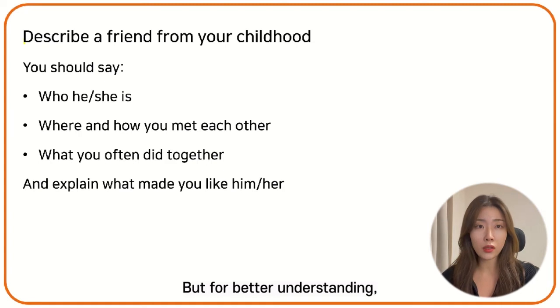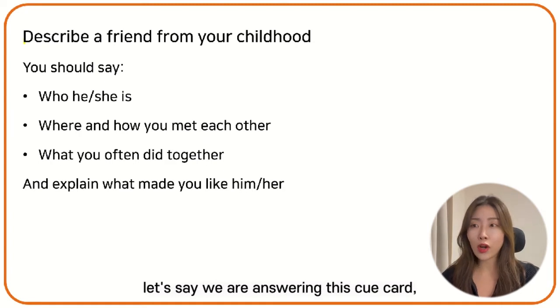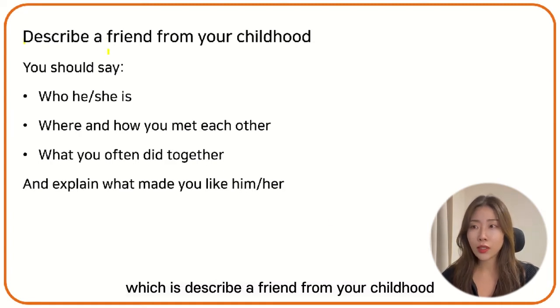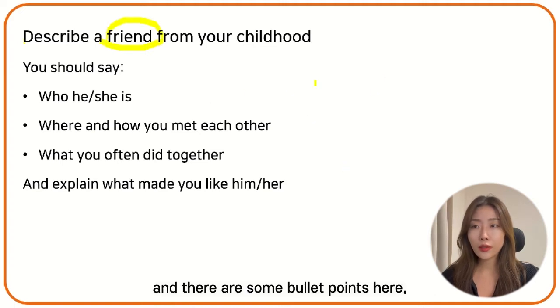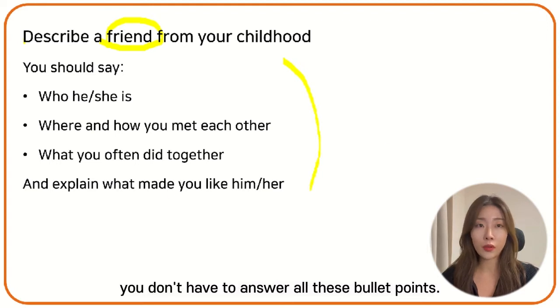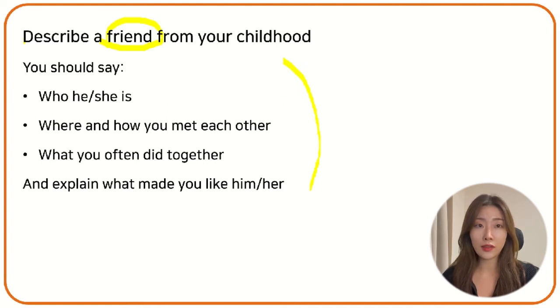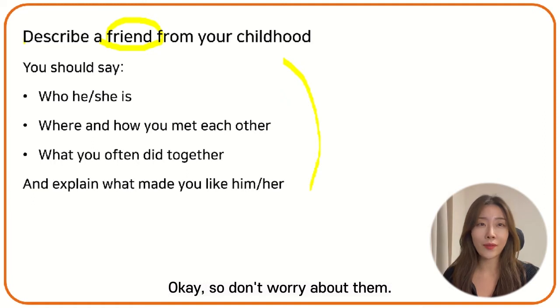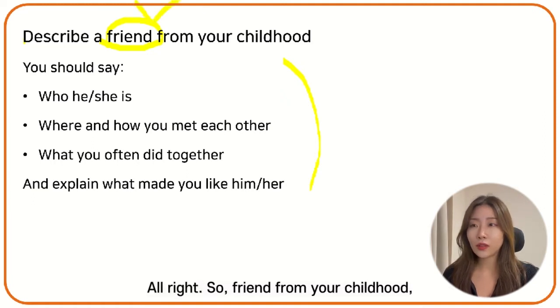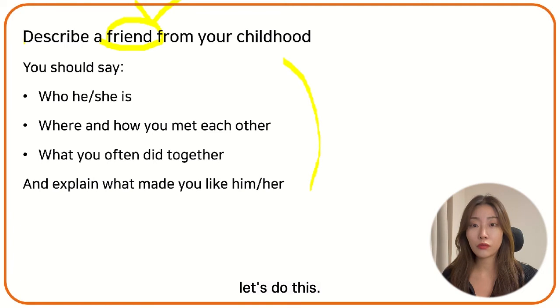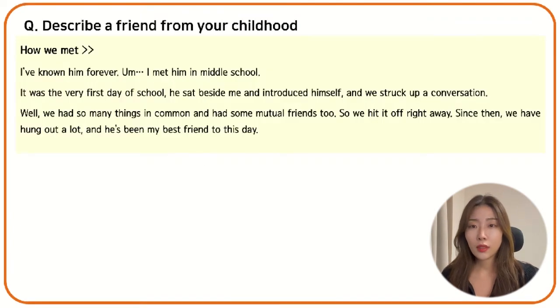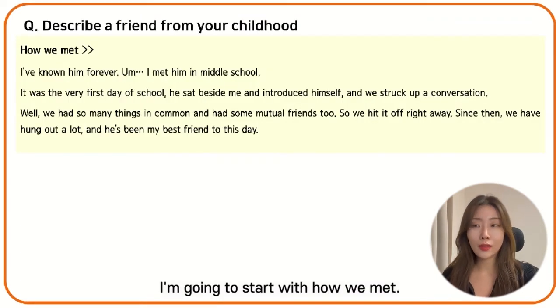But for better understanding, let's say we are answering this cue card, which is describe a friend from your childhood. And there are some bullet points here, but you know that you don't have to answer all these bullet points. You will not lose marks for not answering these. They're just optional, okay? So don't worry about them. All right, so friend from your childhood. Let's do this. I'm gonna start with how we met.